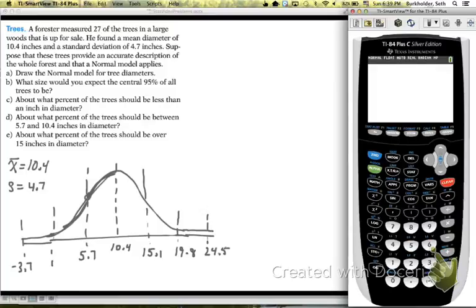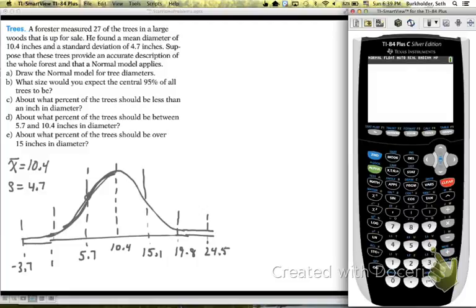Now you might be saying to yourself, Mr. Burkholder, we can't have negative tree trunk diameters, and that's true. We're not going to be too concerned about that because we know that 95% of all data values are within 2 standard deviations from the mean. So there aren't too many values that are going to be below 1, and in this case, any values that are below 1 would have to actually be greater than 0. So we're not going to get too worked up about it. But there's a look at our normal model.